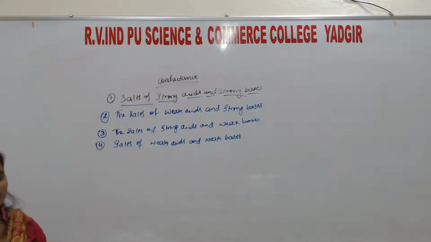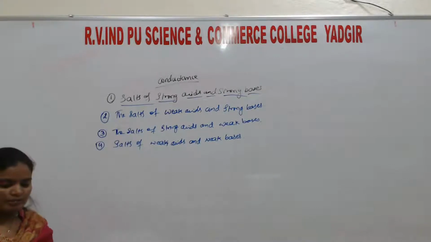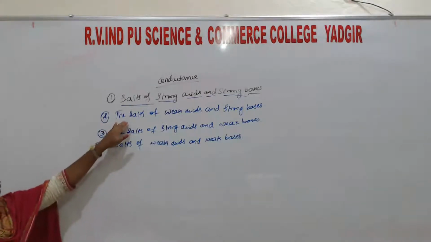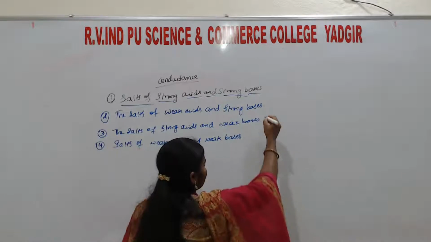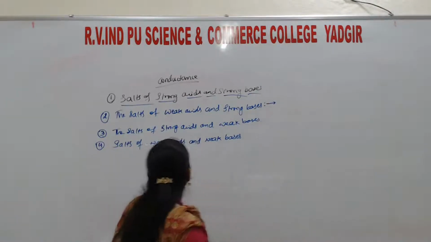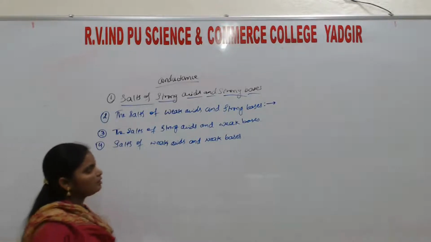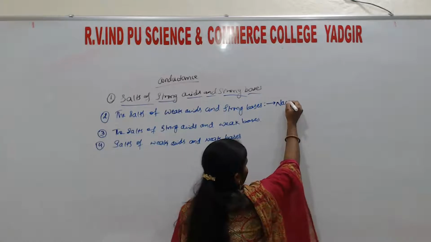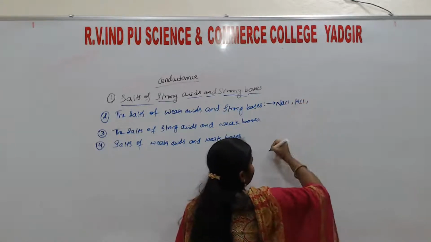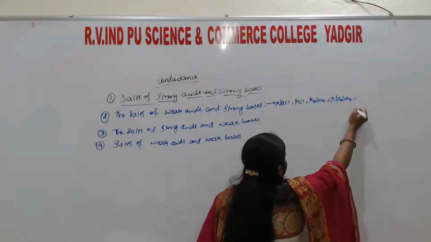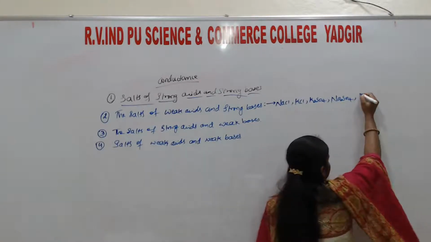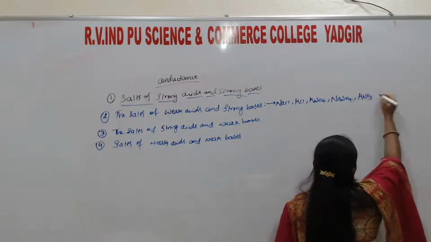Examples for the salts of strong acids and strong bases are sodium chloride, potassium chloride, potassium sulfate, sodium sulfate, and potassium nitrate, etc.